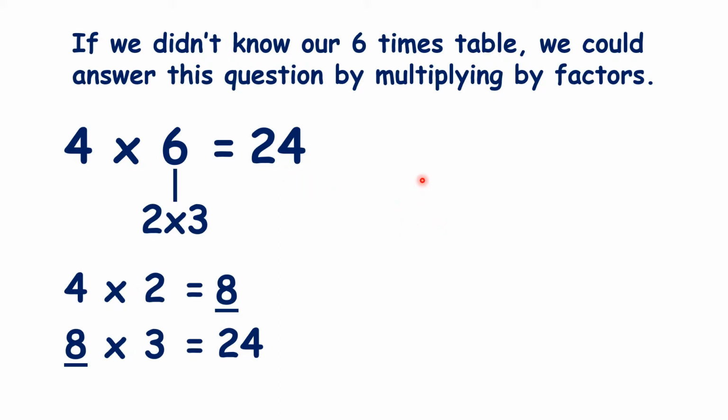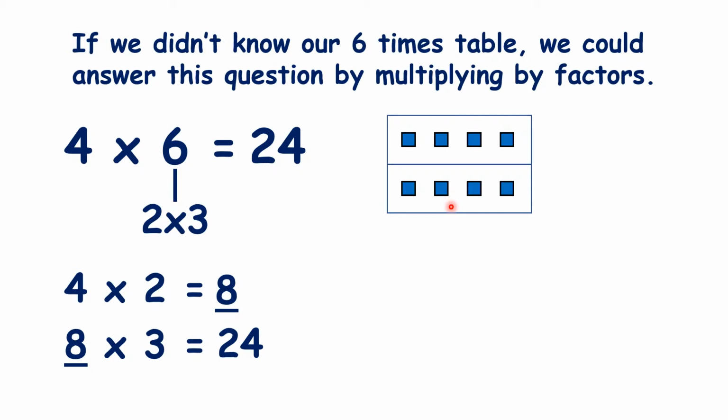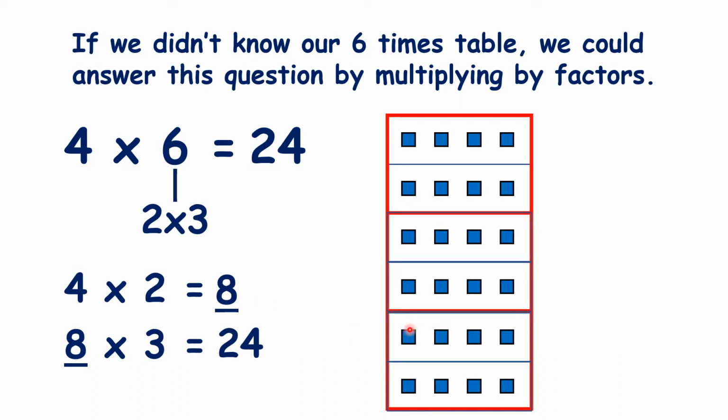And we can show this visually. We have 4. We can times by 2 to get 8. And then we can take that 8 and times it by 3 to get 24. And you can see here, really, we've multiplied 4 by 6 because we have 6 small rectangles, each with 4 cubes.